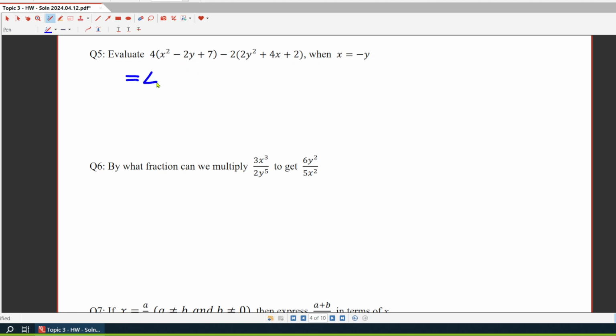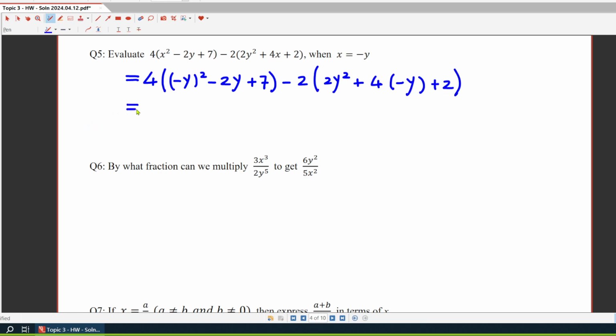So this gives us 4 times x squared becomes negative y squared, right? And minus 2y, you can just keep it there because we want to substitute all the x with negative y and keep all the y's there to see if we can combine some like terms. And minus 2 times 2y squared, then plus 4x is plus 4 times negative y. Remember, x is negative y, right? And plus 2. Then expand everything.